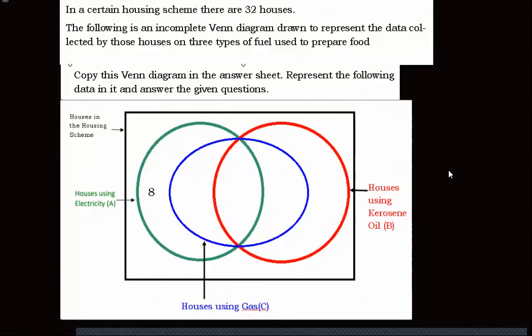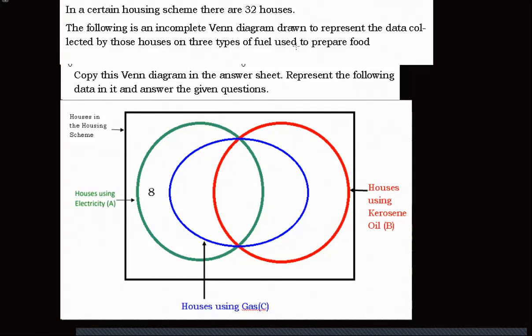All right, so let's look at paper 2, question number 12. What does it say? In a housing scheme, there are 32 houses. The following is an incomplete Venn diagram drawn to represent the data collected by those houses on three types of fuel used to prepare food. So they have given you a Venn diagram in the paper. You've got to copy it to your answer script.